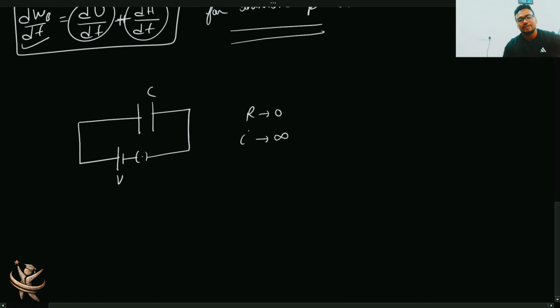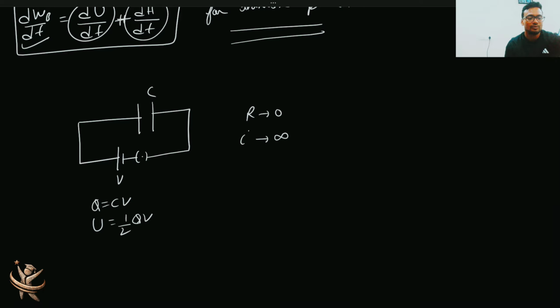Now, since there is no resistor, and finally you see the total charge over the capacitor is CV, and the energy it is storing is half Q into V. So where that half is getting lost, I'm not able to understand. The capacitor is still having the same electrostatic potential energy.